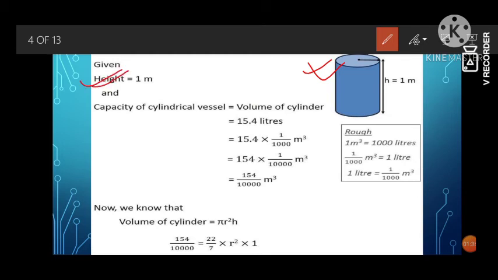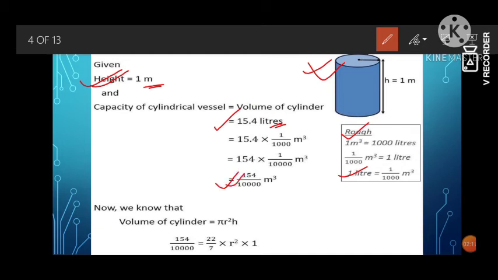So height is 1 meter and the capacity of the cylindrical vessel, which is the volume of the cylindrical vessel, is 15.4 liters. Now as you can see, the height is in meters but the volume is in liters, so we have to convert it. We know that 1 meter cube is equal to 1000 liters, so 1 liter is equal to 1 by 1000 meter cube. So this conversion has to be made. With 15.4 we will multiply 1 by 1000. If we remove the point, we will get 154 divided by 10,000 meter cube.